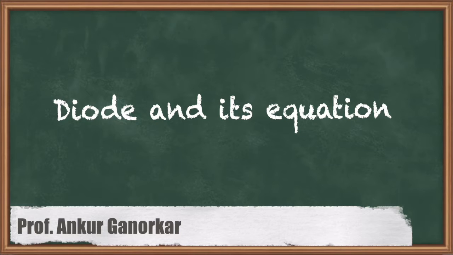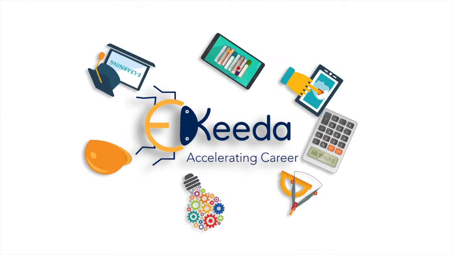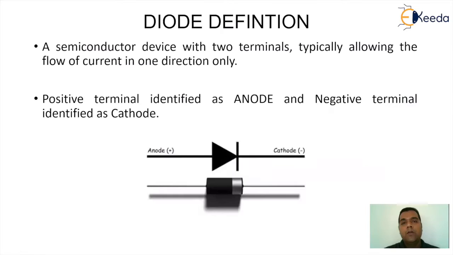Today we are going to start, in the GATE theory session, an important topic under analog circuits, that is the diode and its equation. So let's start the understanding of the diode with the introduction of the diode. The main question arises: what is basically a diode?